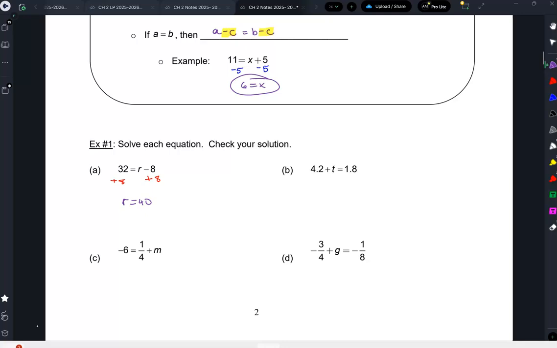Here, it's 4.2 plus t equals 1.8, right? So what am I going to do here? Olivia, what do you think I need to do here? For b. Minus 4.2 minus 4.2. Okay, hang on. So now we're going to do this by hand, right? When I subtract this, 1.8 minus 4.2, is my answer going to be positive or negative? Negative. So let me put the negative here.